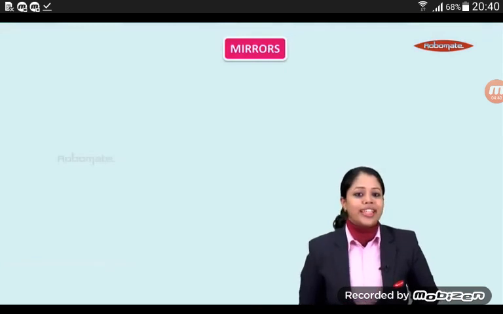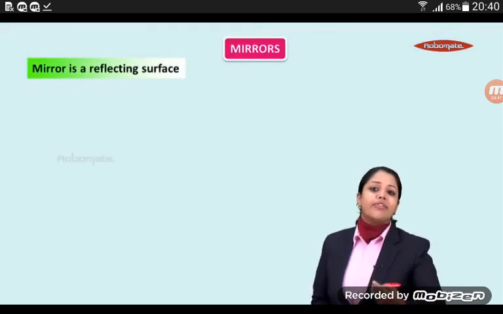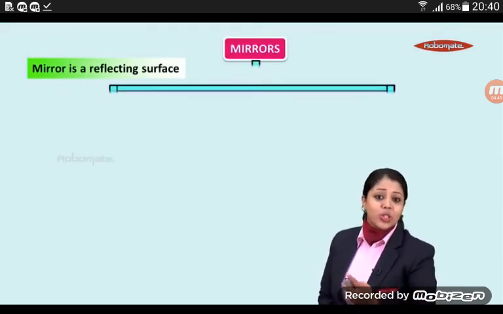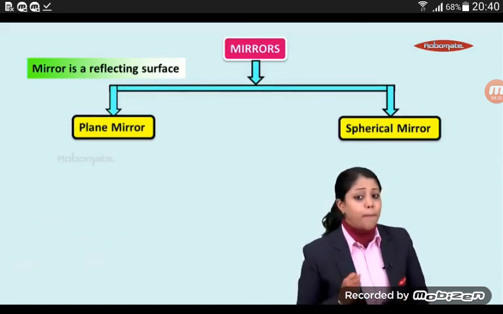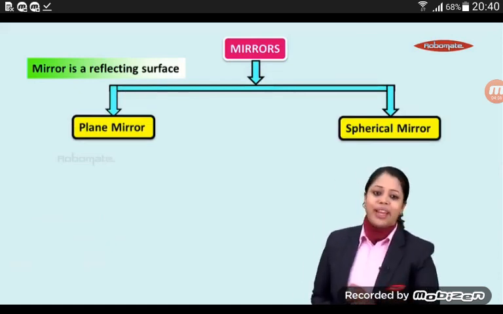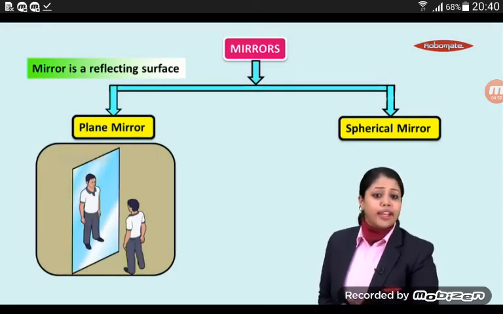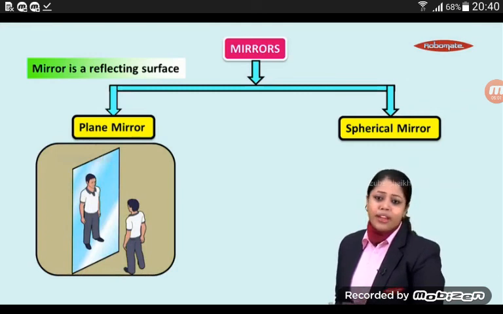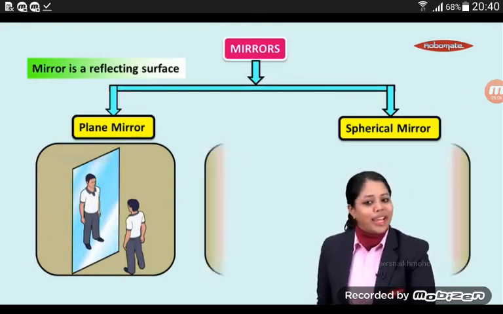Moving further to the next thing, that is mirrors. Mirrors, what exactly is a mirror? A mirror is a reflecting surface. And students, mirrors are broadly classified into two types, plane mirror and spherical mirror. Let's understand what is the difference between a plane mirror and a spherical mirror. You are all familiar with a plane mirror, right? The one that is used in our house, that is a plane mirror.